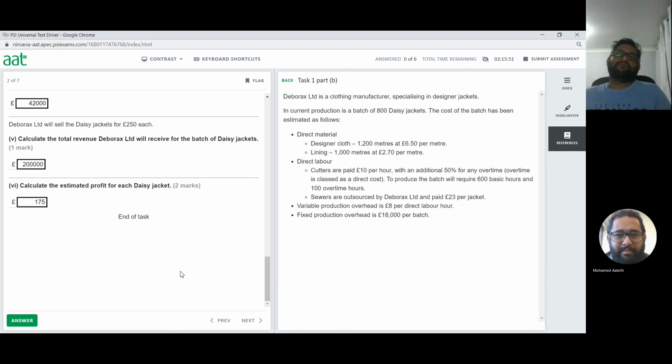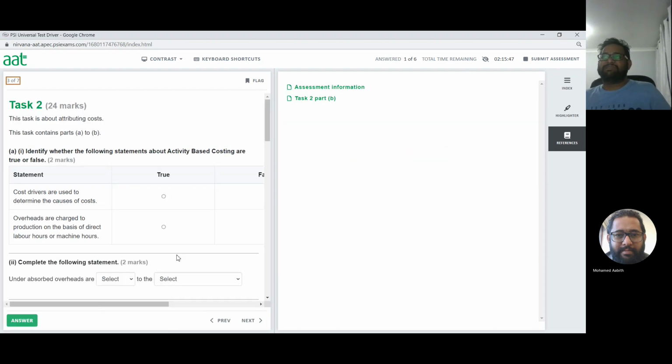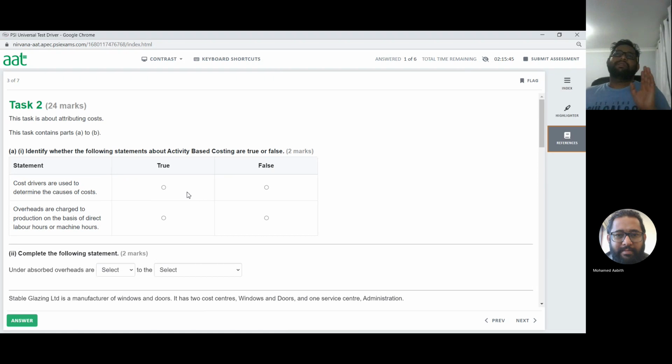So that is the end of task one. So now let's move on to the next task. Let's press answer, and then we bring the second question up. The second question we have at the moment is about attributing cost. This task contains A to B. Identify whether the following statements about activity-based costing are true or false.